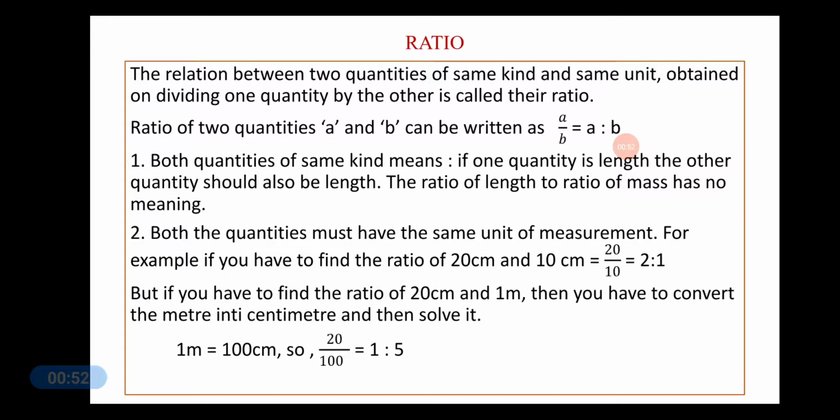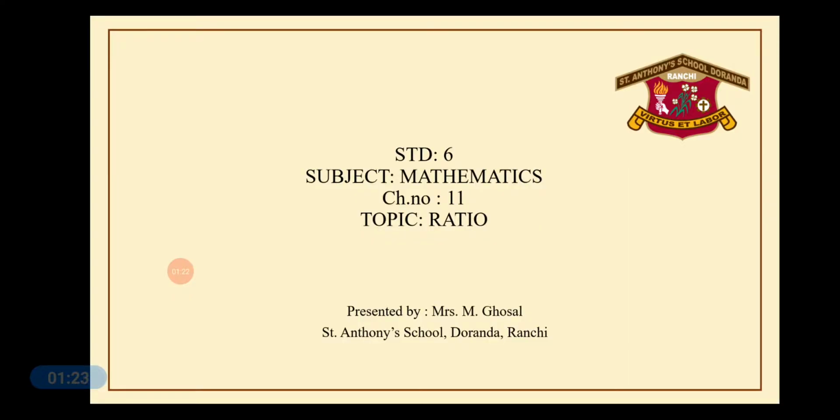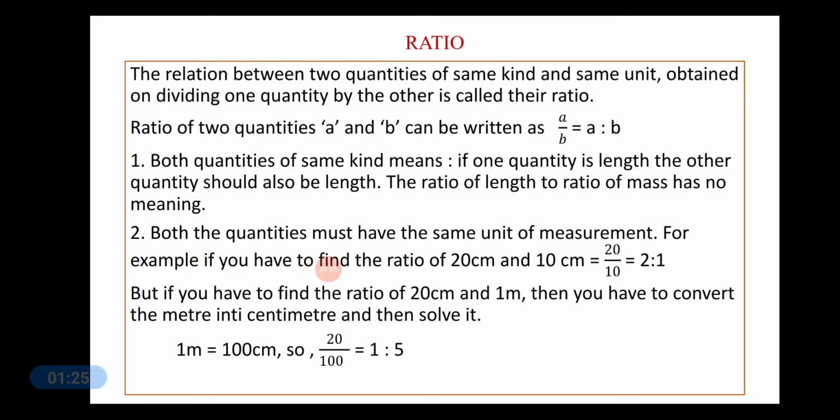Now, what do you understand by of the same kind? Both quantities of same kind means that if one quantity is length, then the other quantity should also be length. You cannot take one quantity as length and the other quantity as mass or time or anything, because the ratio of length to the ratio of mass has no meaning. Second, both the quantities must have the same unit. That is, both the quantities must have the same units for measurement.